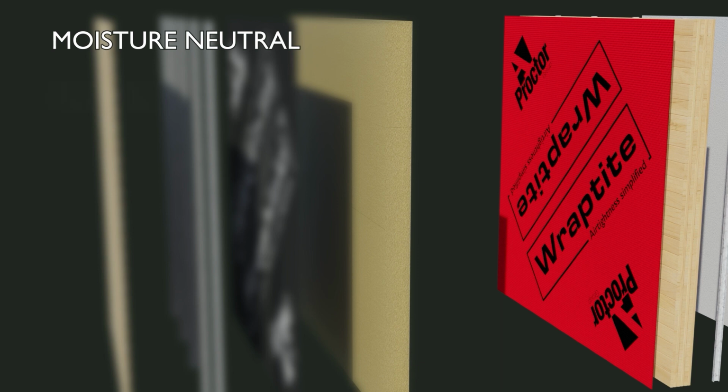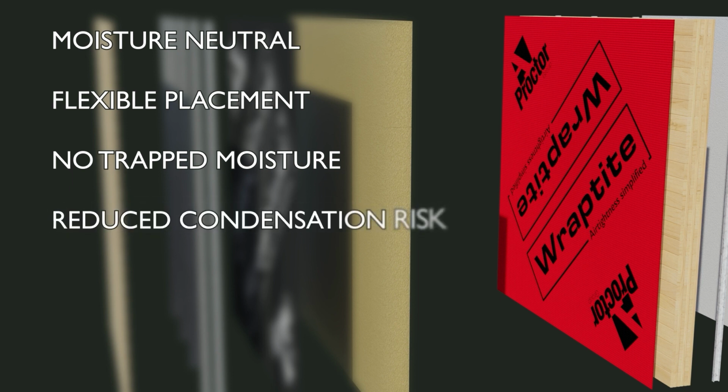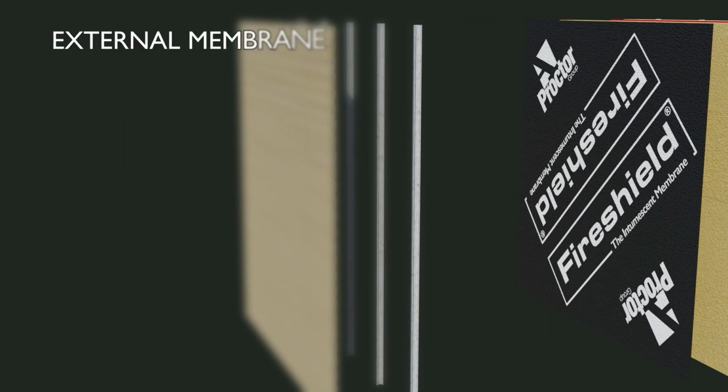As Wraptite is also permeable to water vapour, it can be positioned at any point in the structure without the risk of trapping moisture and increasing condensation risks. In fact, depending on the specifics of the construction, a dedicated vapour control layer may not be required at all. Combined with the insulation layers externally, this means the entire structure is wrapped in an airtight and insulating layer with the minimum number of penetrations possible.